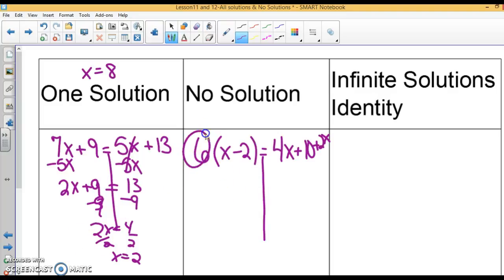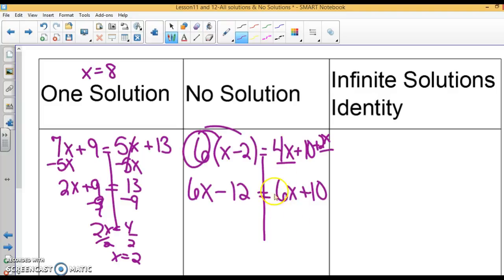So in this one, I'm going to use the distributive property. I'll get 6x minus 12 equals 4x plus 2x. On this right side is 6x plus 10. Now, when you get to this line, and they're simplified, look at this. 6x minus 12 equals 6x plus 10. Something should look very suspicious.